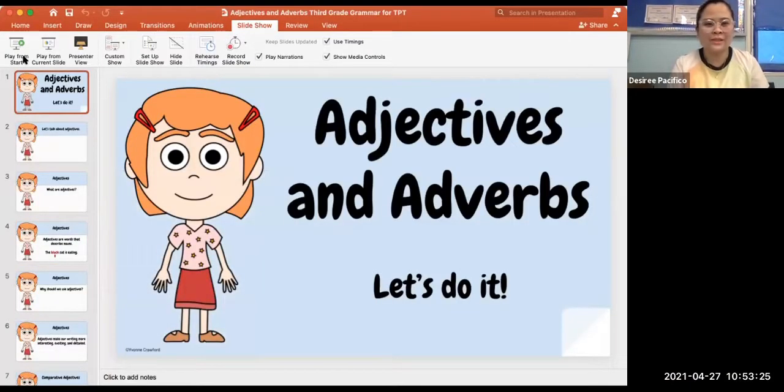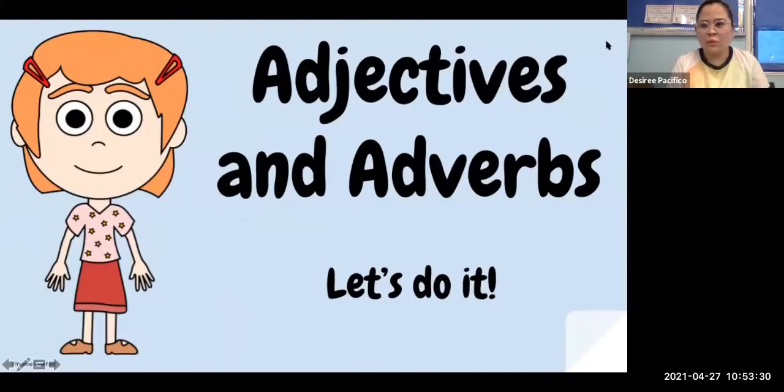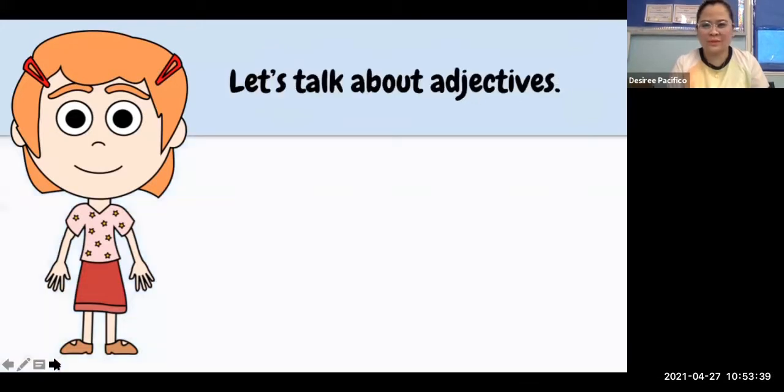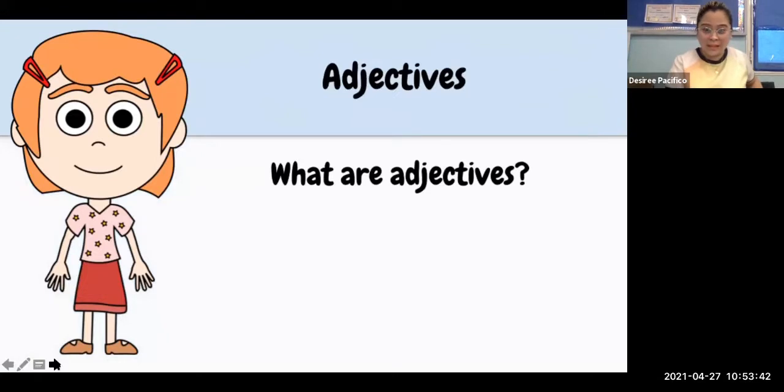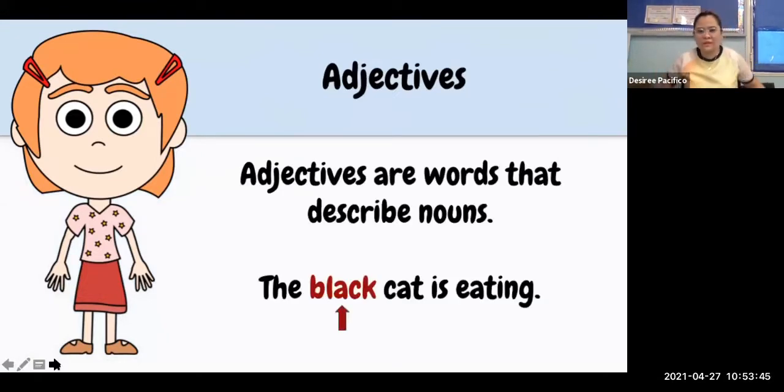Miss Desiree here. We are going to continue our literacy time and we will continue talking about adjectives. Okay? So we had started discussing what adjectives are. Now, I will be giving you additional information on how to describe nouns. So, what are adjectives again? As a review, adjectives are words that describe nouns. Okay, what are nouns again? Nouns are names of people, places, and things.